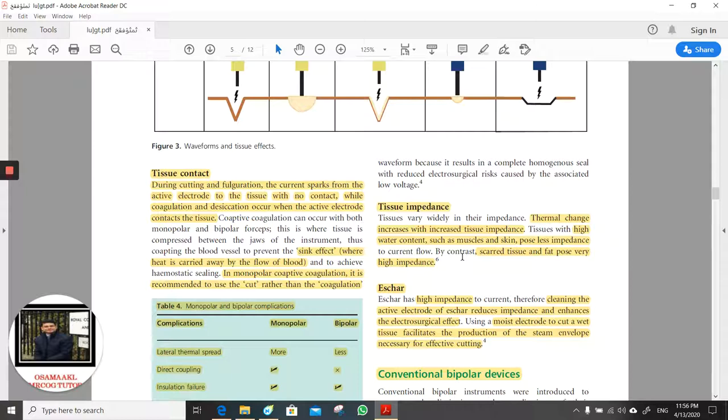It means tissue resistance. Tissue containing water, like muscle, has small resistance, so it responds well. Tissue not containing water, like fat, has high resistance. Same for scar tissue. So some tissues have high resistance, other tissues have less resistance.